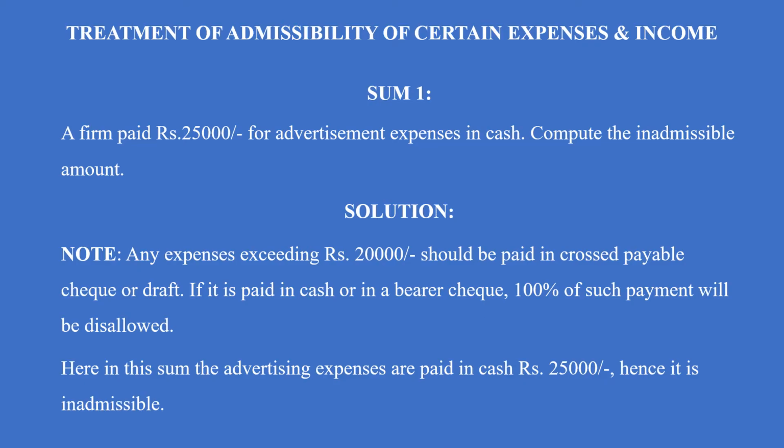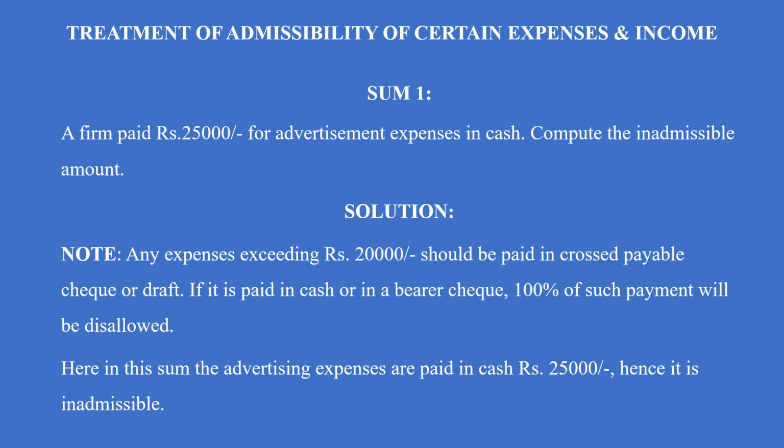In today's class, we are going to see the treatment of admissible or inadmissible expenses and incomes under the head Business Income. So first we will see the first sum. Sum 1. A firm paid rupees 25,000 for advertisement expenses in cash. Compute the inadmissible expenses or inadmissible amount.